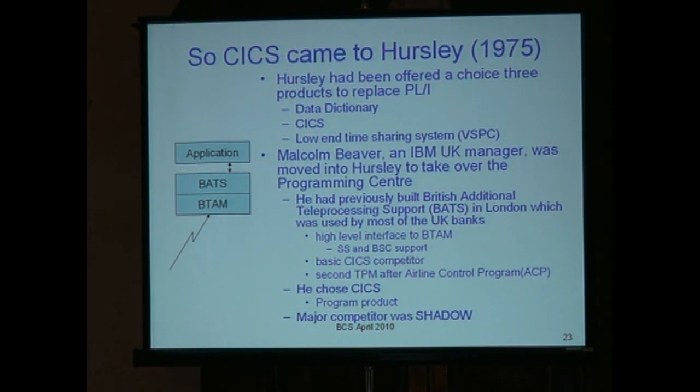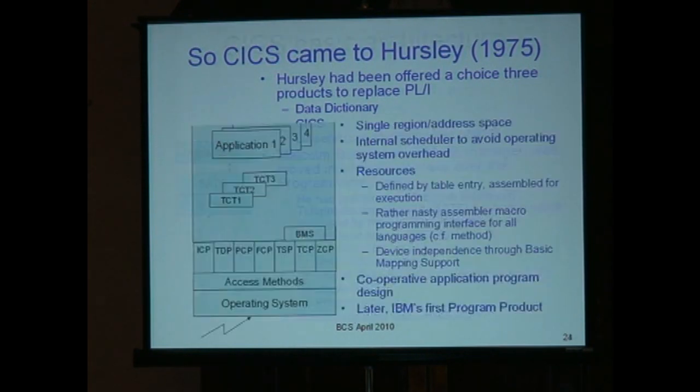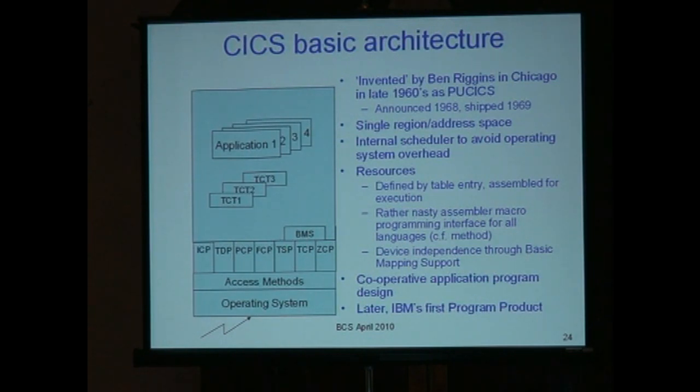Oh, big fights, big commercial fights over that. So basically, it had been invented by Ben Riggins in Chicago, who'd worked out that you couldn't afford to start up an address space in the operating system for every transaction that was going to run. So you have to consolidate. And he worked out after a bit you could consolidate great chunks of it. The way he did it was to build various pieces of code which did things at a much higher level than the operating system.